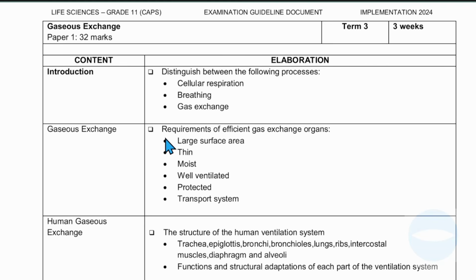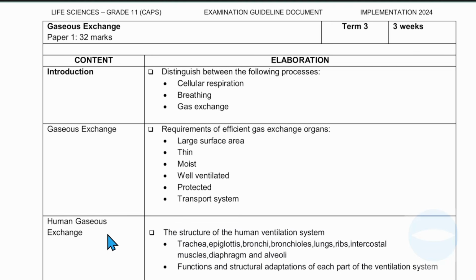In gaseous exchange, you must know that there are requirements that need to be met for gaseous exchange to be efficient. The requirements are a large surface area, thin organs, moist, well ventilated, protected, and a transport system. During the course, all of these things will be explained. I won't explain them in a single video. In this video, I will explain some and show you where they are happening.